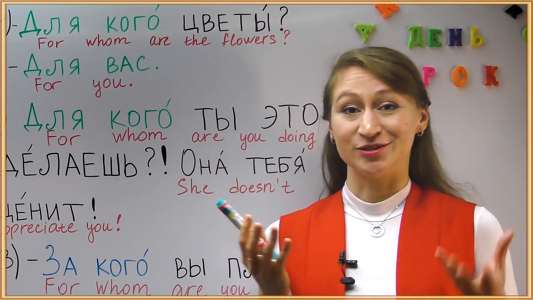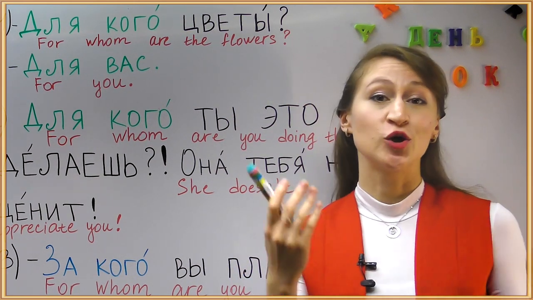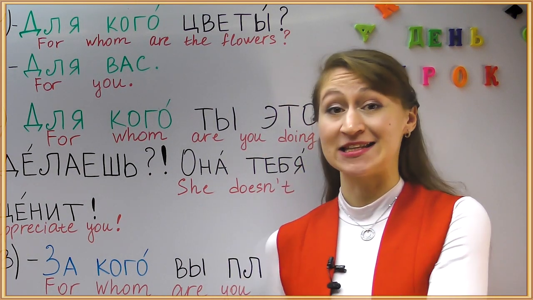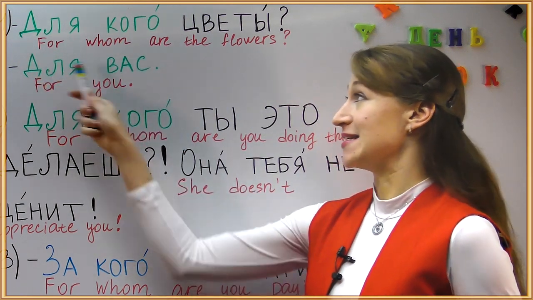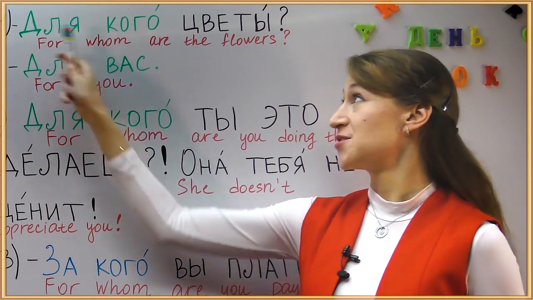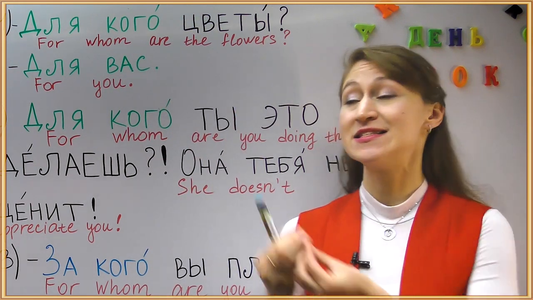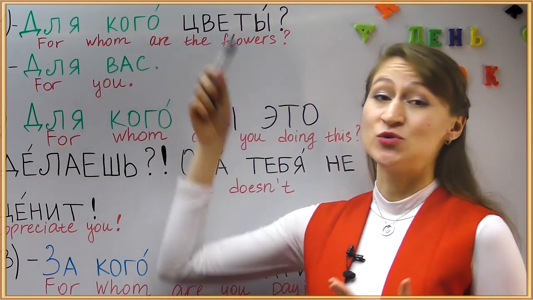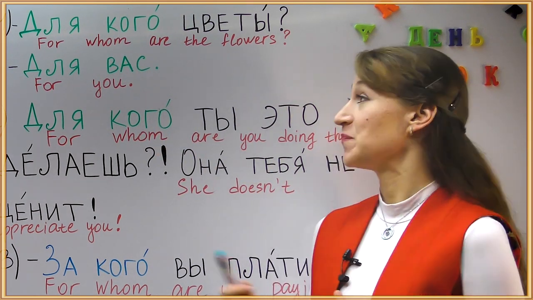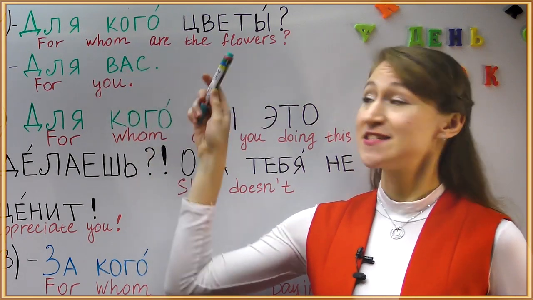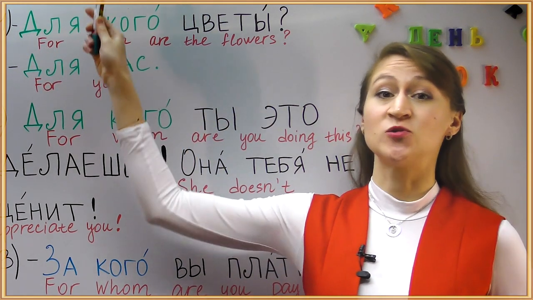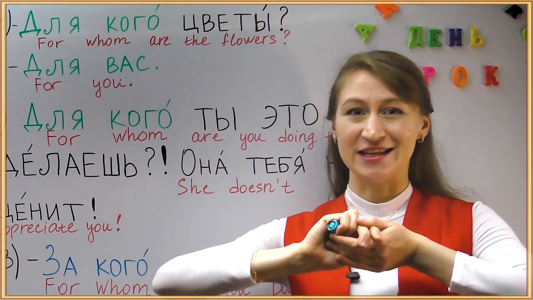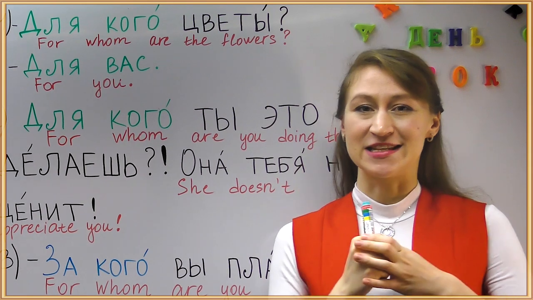And in English, a normal question will be, who are the flowers for? So you will put the preposition at the end in the question. But in Russian, the preposition always precedes the noun or pronoun or the word that is used instead of a noun or pronoun. So для вас, and in the question it's also для кого. They are connected to each other.